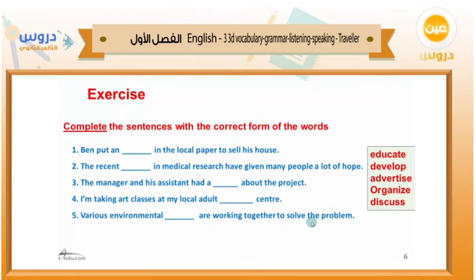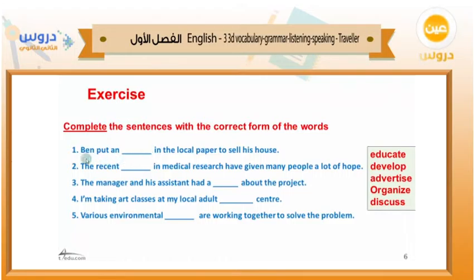Now let's try to put these verbs here in the box. Educate, develop, advertise, organize, and discuss. These are verbs. We're going to put them here in the spaces from 1 to 5 and change them from verbs into nouns. How? By adding a suffix at the end of the verb. So the suffix will change the verb into a noun.